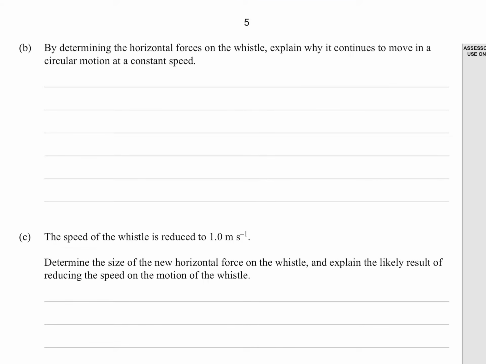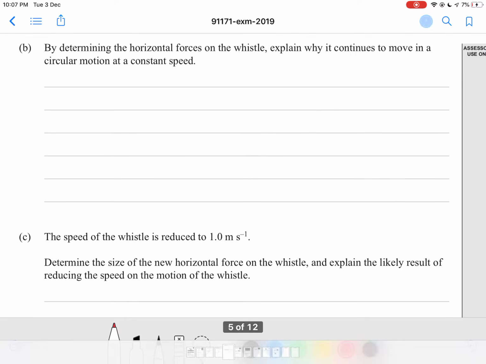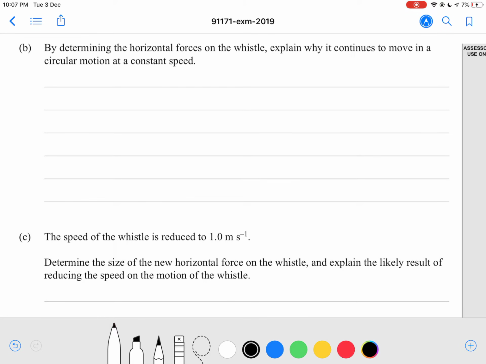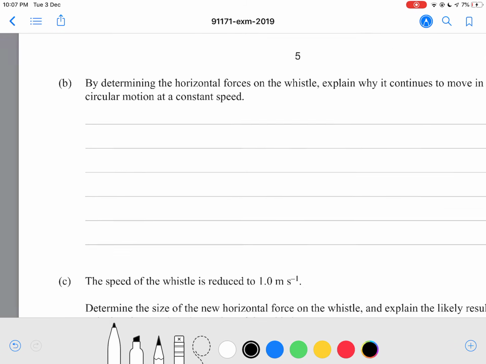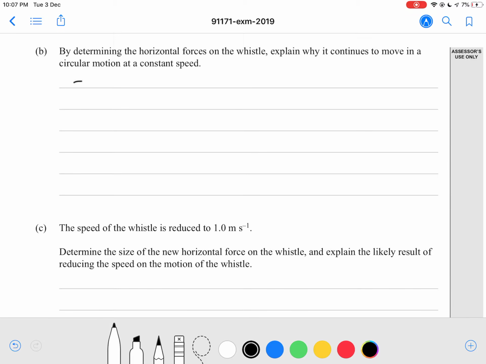By determining the horizontal forces on the whistle, explain why it continues to move in a circular motion at constant speed. For this question, we need to be mentioning the centripetal force, so basically the tension force of the string, and what effect that has on the circular motion. So the horizontal force, we can say it's a centripetal force.